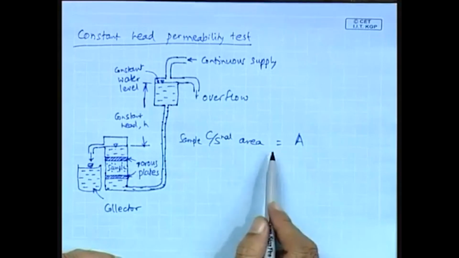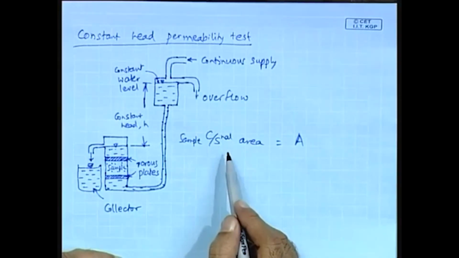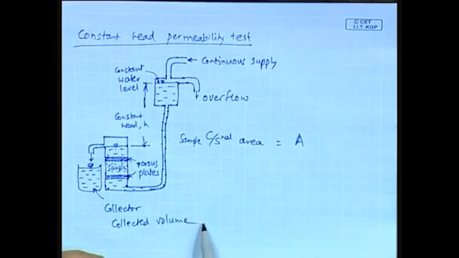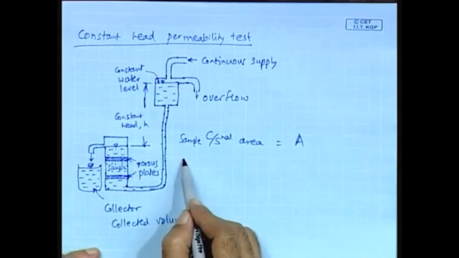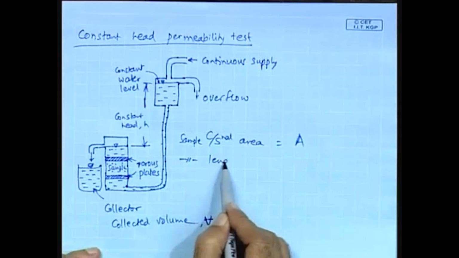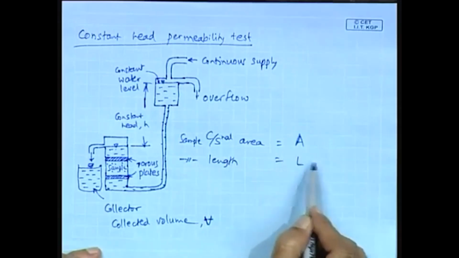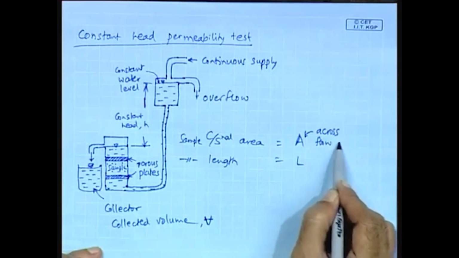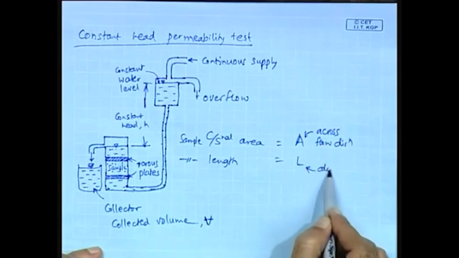So this is the sample cross section area A, and in this case, in the collector, let us say the collected volume is V. Let us show this by hatch V. And this is the sample length, so this is L. So this sample cross sectional area A is across the flow direction, and this L is along the flow direction.